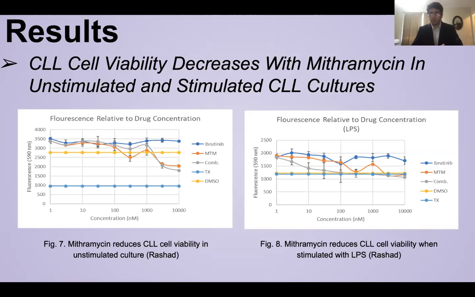As you can see in figure 7, mithramycin and the combination were more effective than ibrutinib in reducing the viability of these cancerous cells. And you can see in figure 8, when treated with a stimulant called LPS, or lipopolysaccharide, mithramycin and the combination were once again more effective than ibrutinib. In fact, in figure 8, mithramycin and the combination were so effective that the effects of both of these treatments were equivalent to the effect of treating these cells with Triton-X, or TX. And as I mentioned earlier, Triton-X kills off all these cells. So this tells me that in this specific trial, mithramycin and the combination were so effective that they ended up killing off all these cells. That's a positive thing for my project overall.